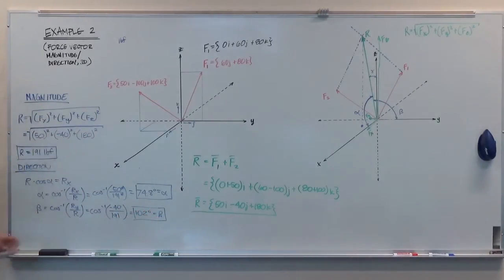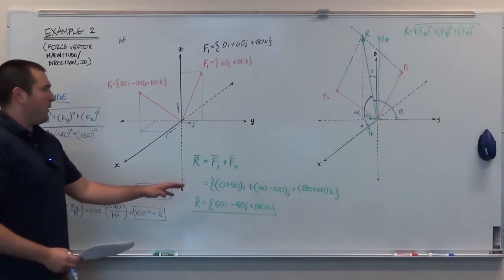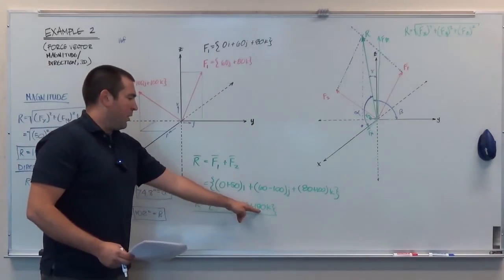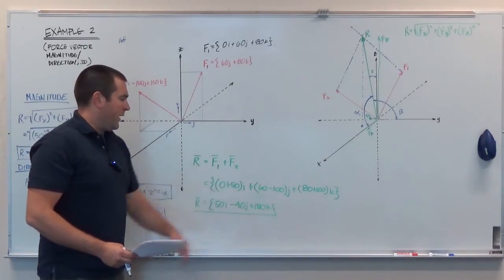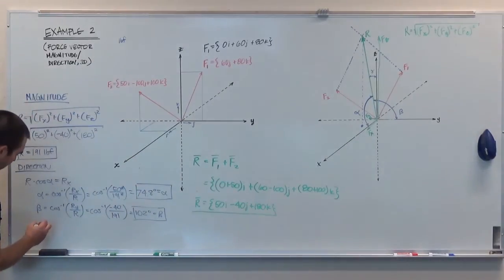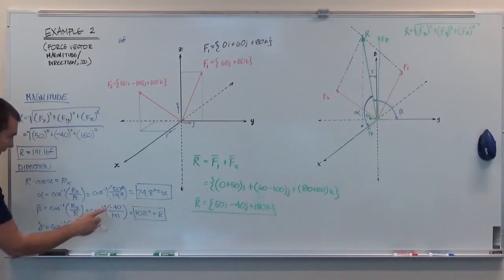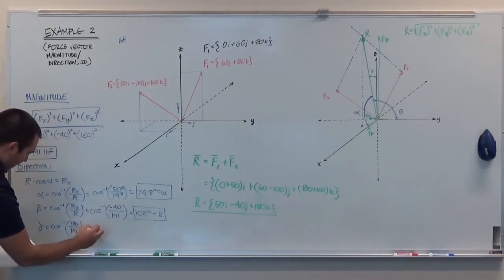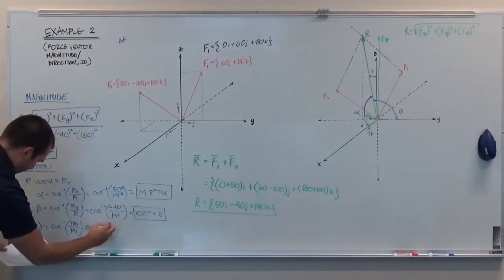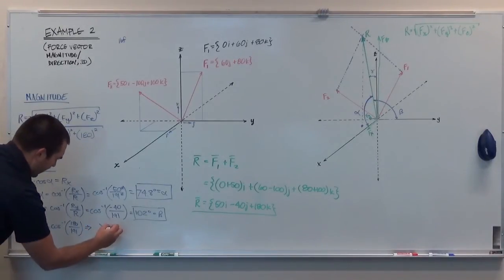And finally, we do the same exact calculation for gamma. It's just that the component of the resultant in the z direction is 180. So we get that gamma is equal to the inverse cosine of 180 divided by 191. And we get that angle then means that gamma is equal to 19.6 degrees.